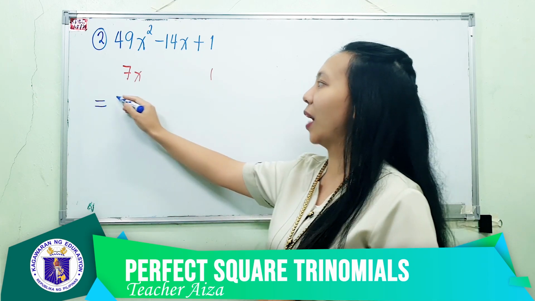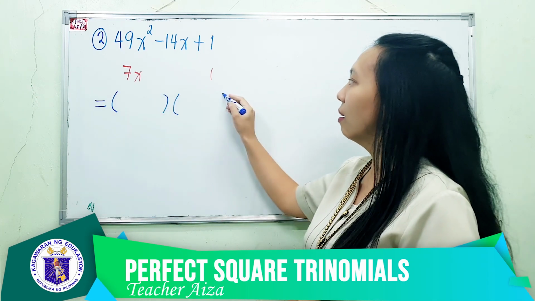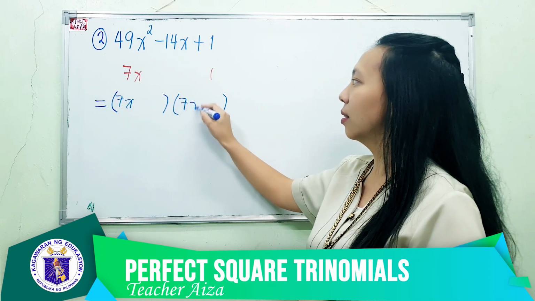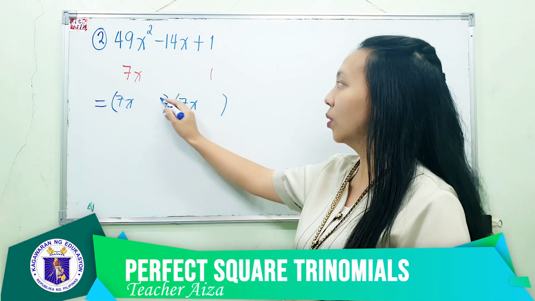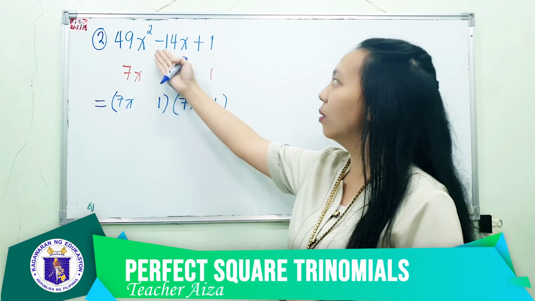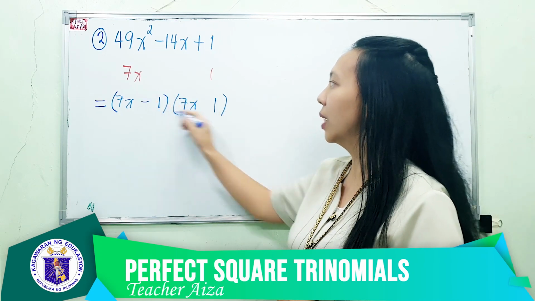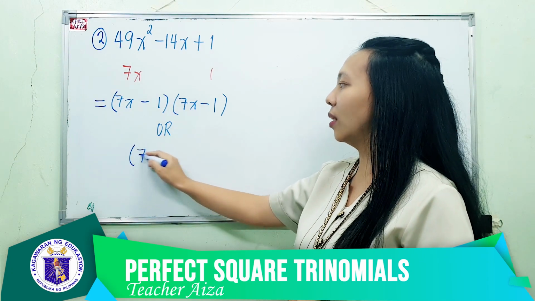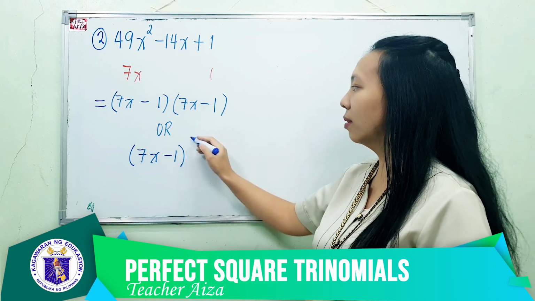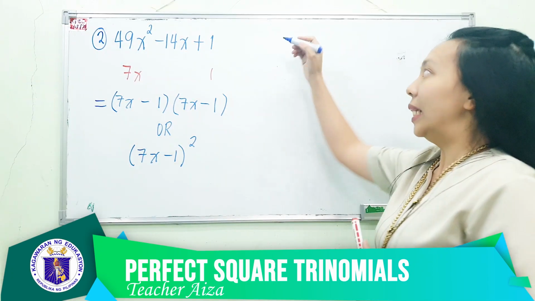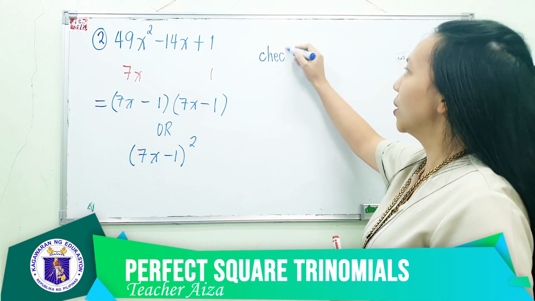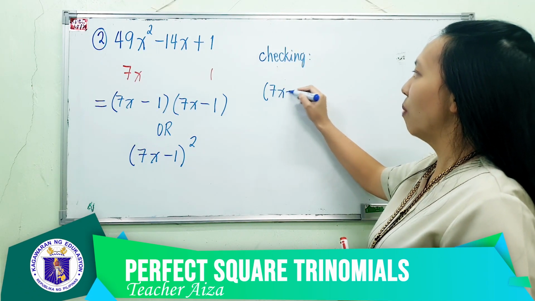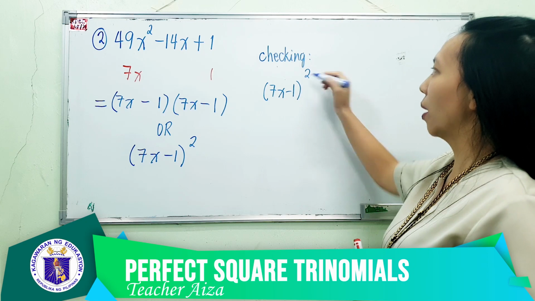We now write the factored form. We have here the square root of the first term, 7x, the square root of the last term, 1, and we follow the sign of the middle term, negative. We can rewrite that as the quantity 7x minus 1 squared. Let us do the checking using the factor 7x minus 1, the quantity squared.